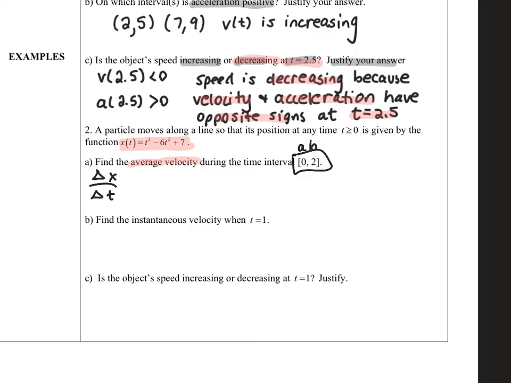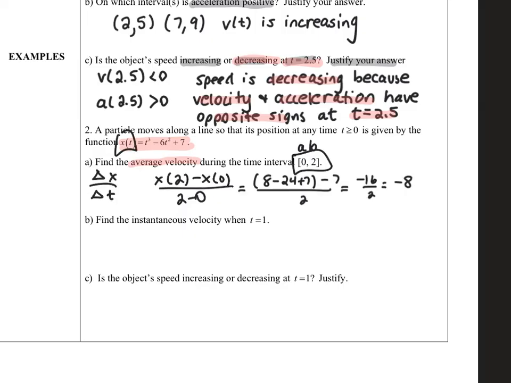So that's my a and my b. I'm going to do x of 2 minus x of 0 over 2 minus 0. Now I just plug into my position function and calculate this. And so I get -8. If I had units in this problem, let's say our distance was measured in meters and our time was measured in seconds, then my unit would be meters per second. So my average velocity is -8 meters per second.